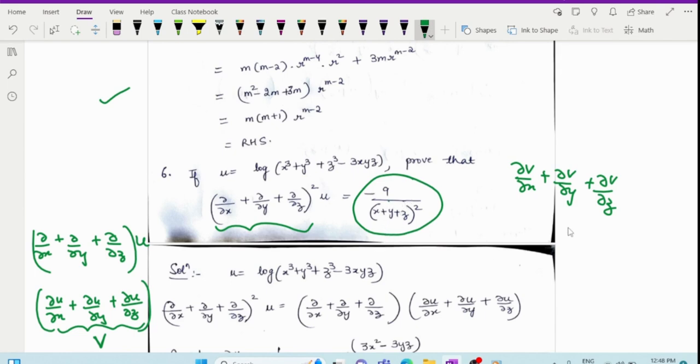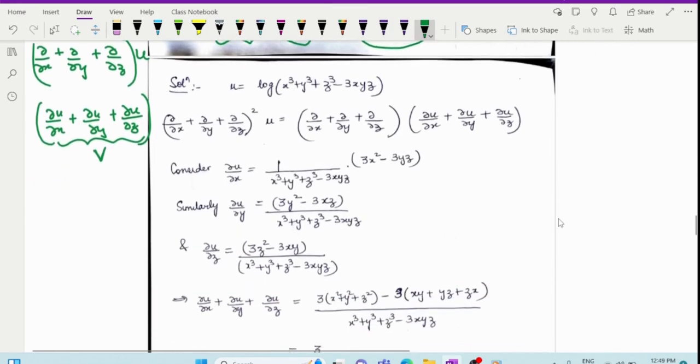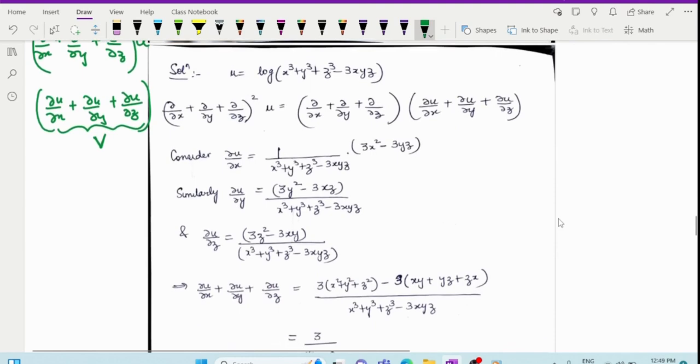So I've written all the calculations, all the steps nicely here. You can take screenshots of the solutions, try to prove them yourself and match the final answer. But if you get stuck anywhere, you can check in these calculations. When you do del u by del x, del u by del y, del u by del z, you add them.